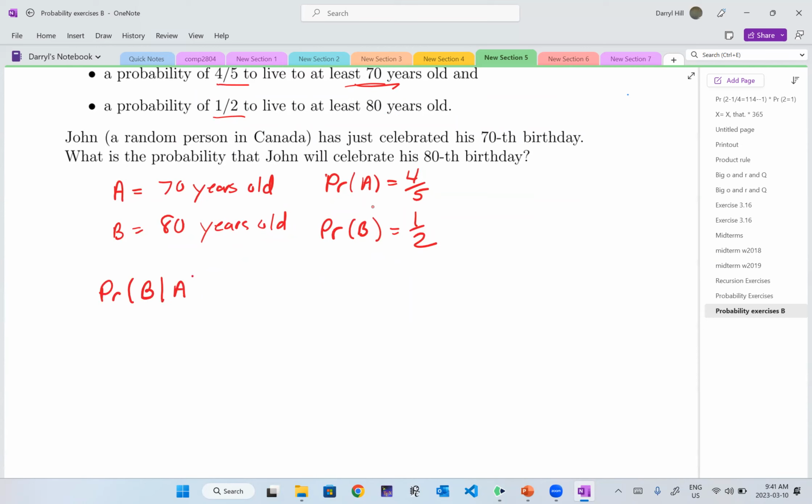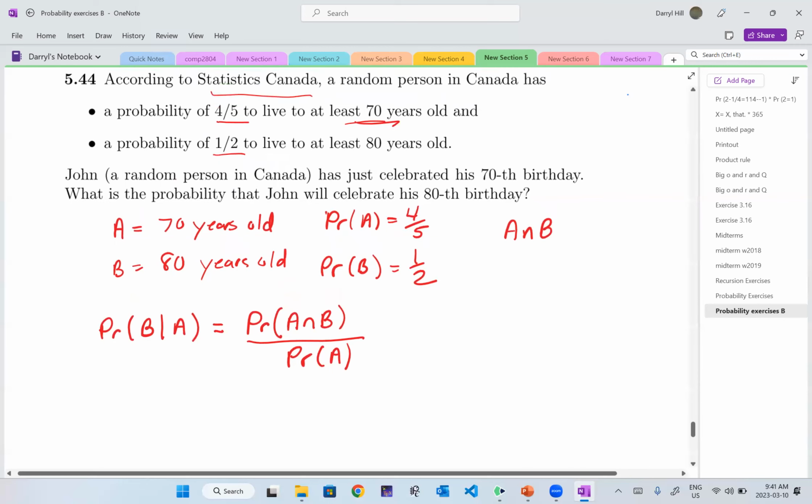All right, so I tell you that John turned 70. What's the probability that he makes it to 80? I simply use the probability of A intersect B over the probability of A. That's my definition of conditional probability. In this case, though, what is A intersect B? What's the probability of that? This is the probability that John lives to be 70 and John lives to be 80.